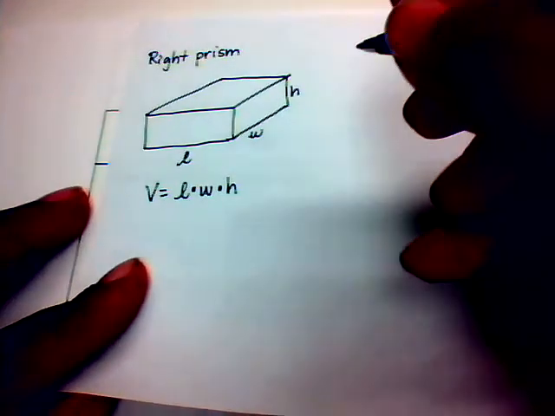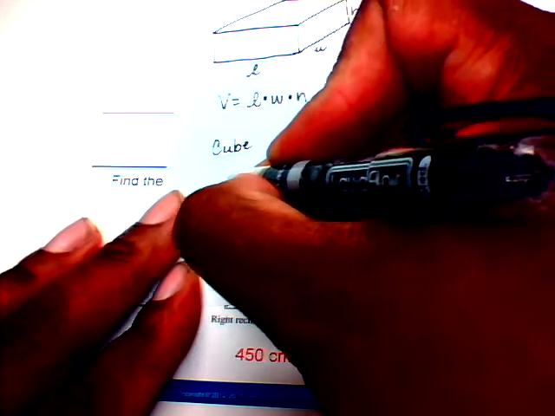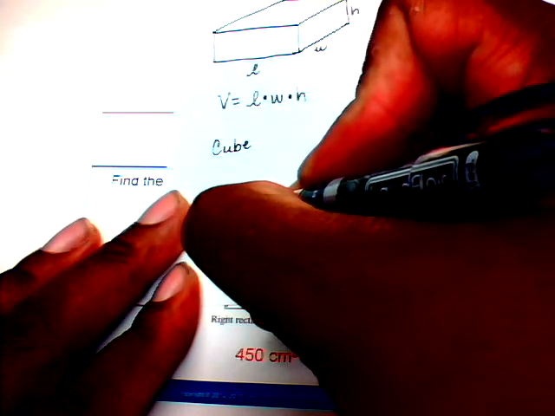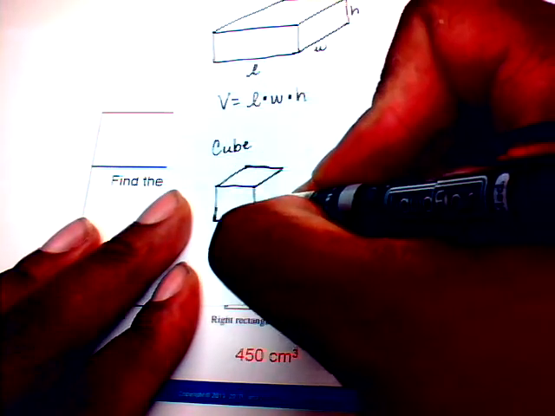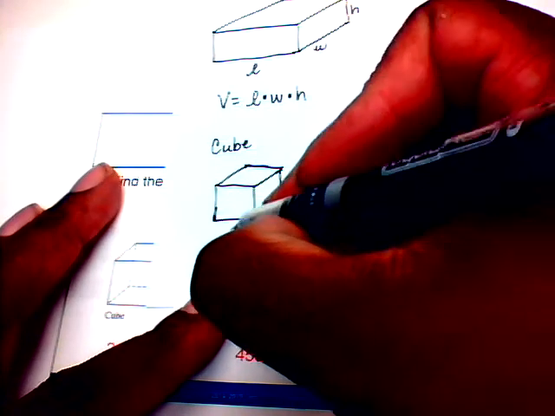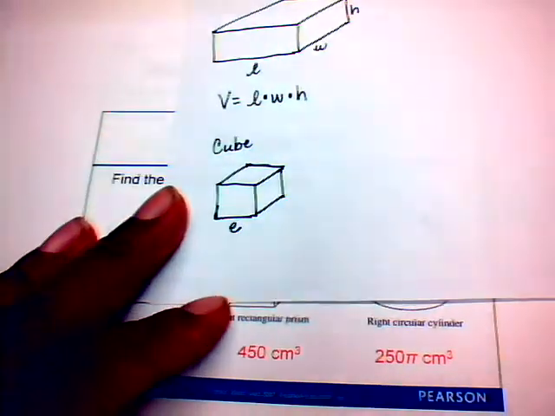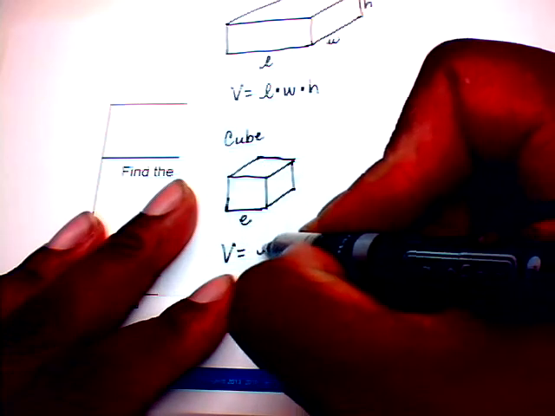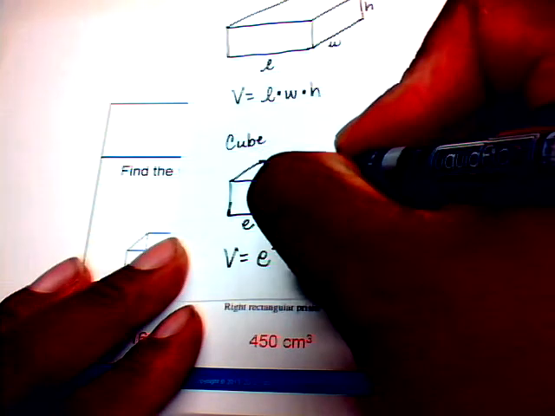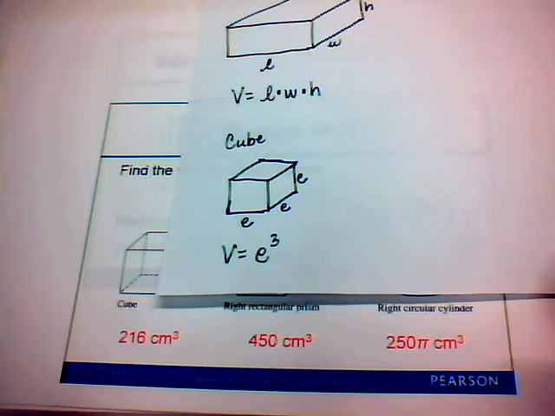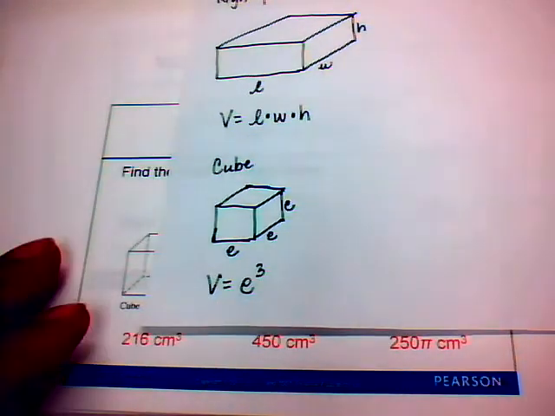Okay, now for a cube, and I'll bring this up as well, because a cube is like a square. You have 6 faces. The length, the width, and the height are exactly the same. And I'll let E be the edge of that cube. The volume there will be E to the third, because this is like a length, a width, and a height. The length, the width, and the height are exactly the same. So here, the volume will be E to the third.